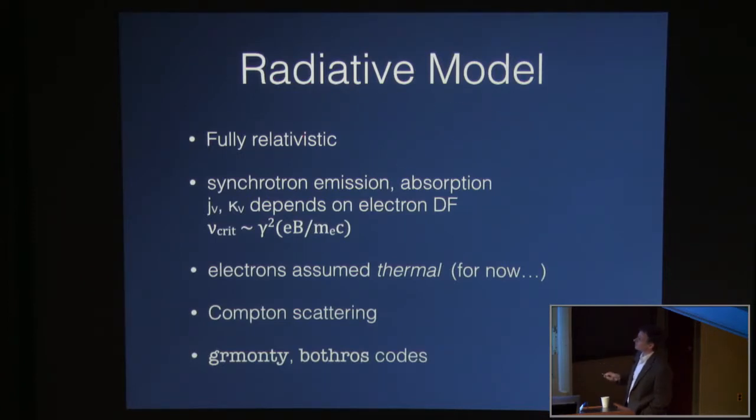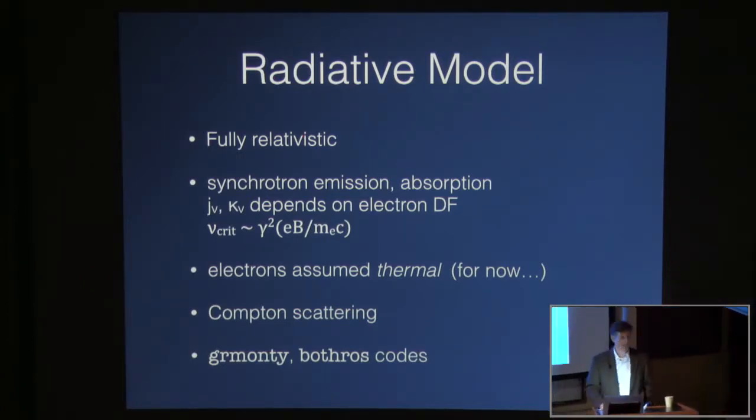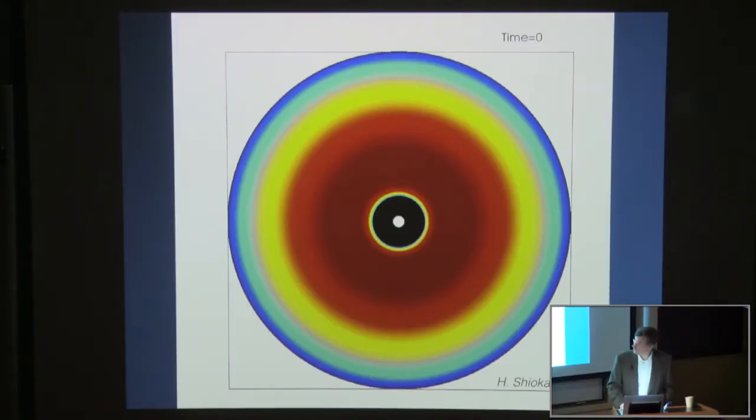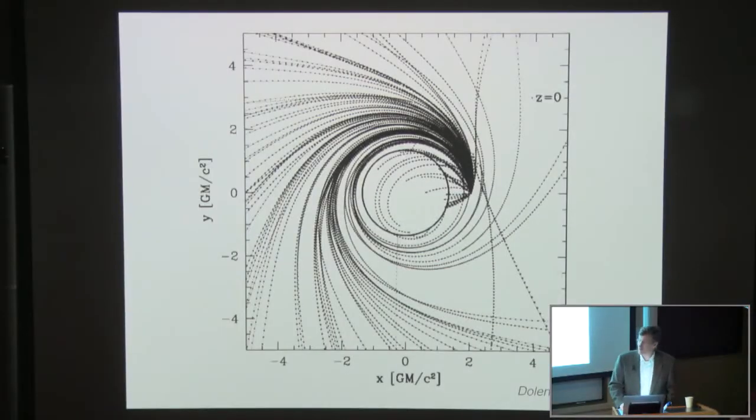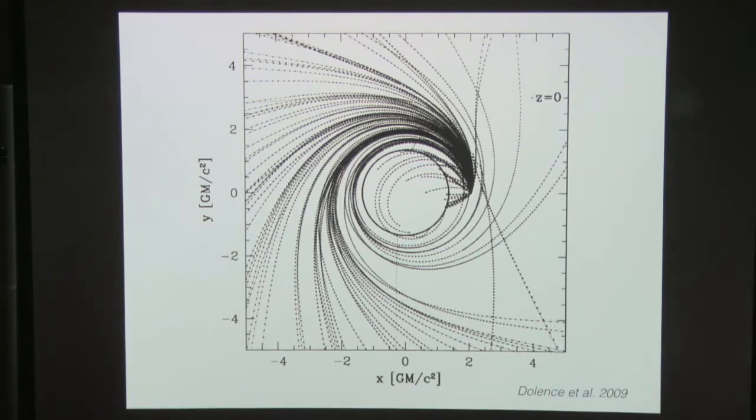So our radiative model is fully relativistic. And by that, what I mean is that we track photons along geodesics, rather than assuming that they move on straight lines. So this is an example that shows the importance of this effect in these calculations. This shows radiation emitted isotropically from a particle which is on the innermost stable circular orbit around the black hole, which has an event horizon which lies right about here.